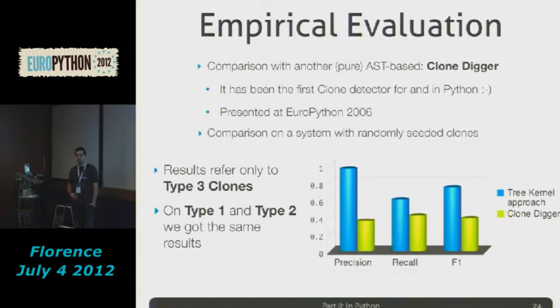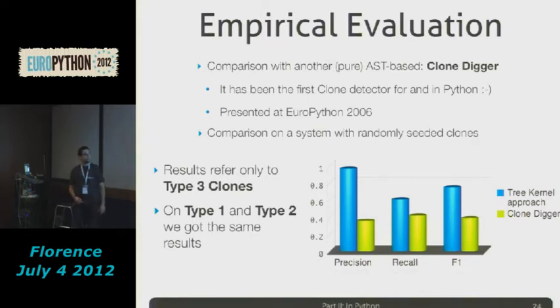is AST-based, pure AST-based, and we compared the performance of the two systems on a system with randomly seeded clones. So we randomly seeded clones in a system, and we compared our performance in how many clones we detected and how accurate our results were. In particular, on type 1 and type 2 clones, so the exact copy and the structure parameter substituted clones, we got exactly the same results. So this was a sort of proof of the ability of AST-based techniques in detecting all type 1 and type 2 clones.